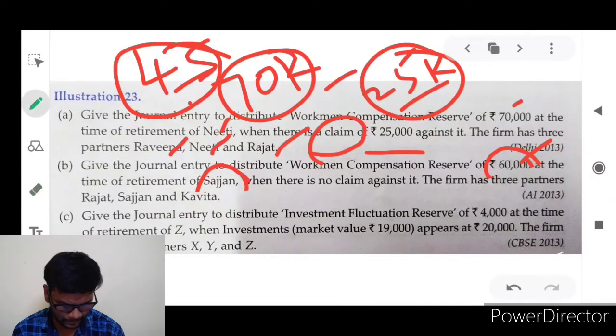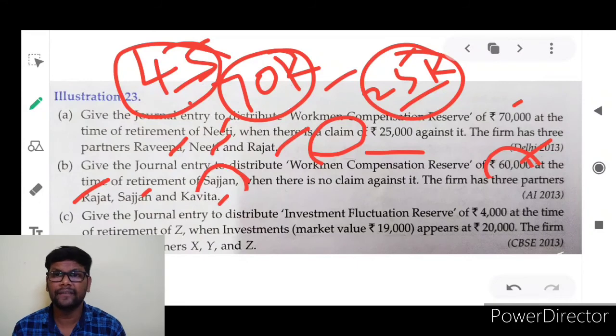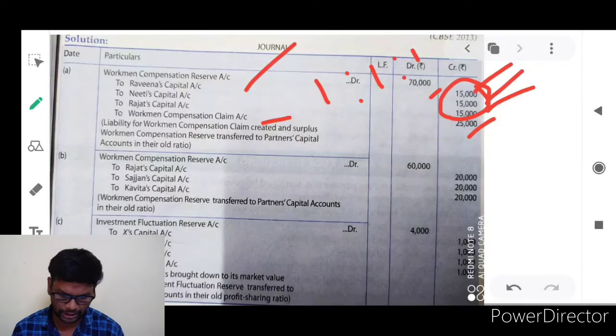The firm has three partners, namely Rajat, Sajan, and Kavita. In the problem, they haven't mentioned the profit and loss sharing ratio. So all three partners are going to share the 60,000 equally. Isn't it? So 60,000 rupees, and 20,000 each for all three partners.